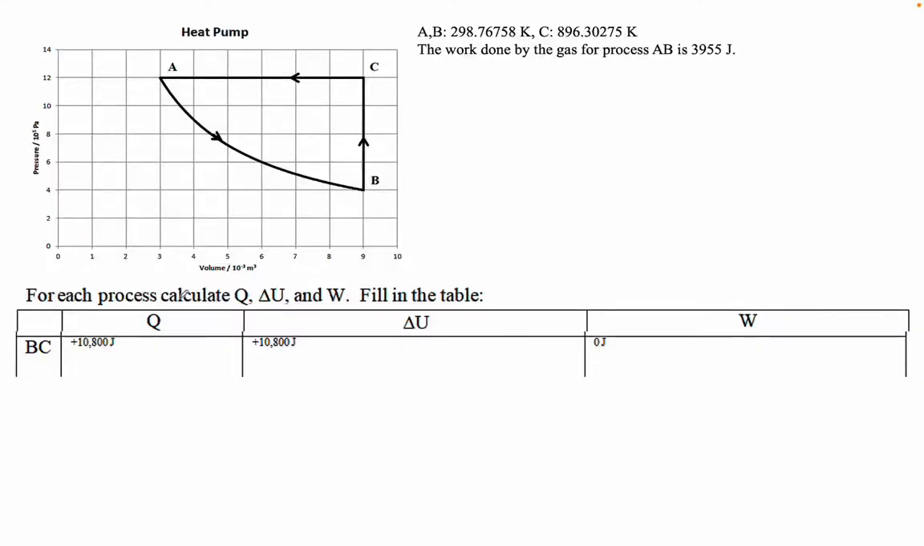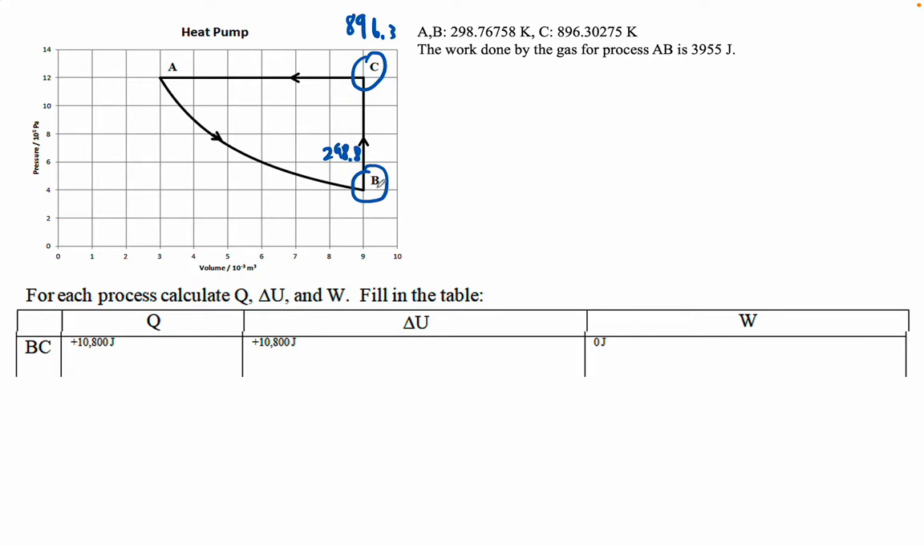Okay, so let's look at process BC, which is an isochoric heating. So we're not allowing the piston to move, we're just adding heat to raise it from whatever this temperature is to whatever this temperature is, right? Now, of course, we know that this temperature is 896.3, and we know this temperature is 298.8 roughly, right?